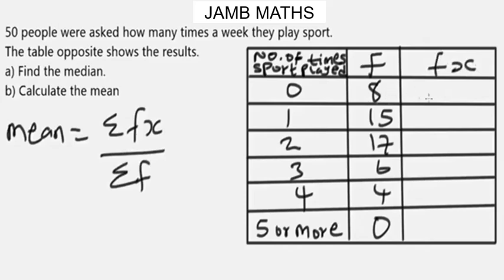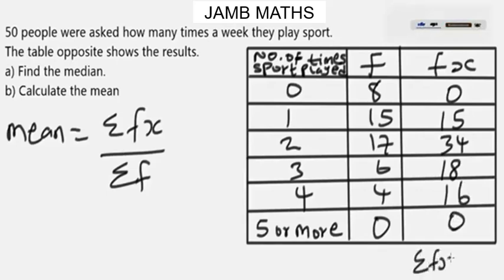So our fx will be 8 times 0 gives us 0, 15 times 1 gives us 15, 17 times 2 gives us 34, 6 times 3 will give us 18, 4 times 4 will give us 16, 0 times 5 gives us 0. So our sigma fx will be, let me punch it on the calculator. Okay, so I have it to be 83. Our sigma f will be, let me punch this on the calculator. So I have this one to be 50.